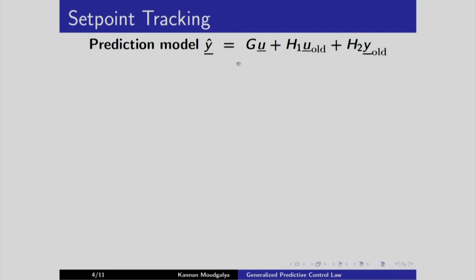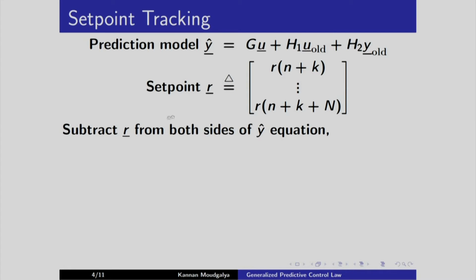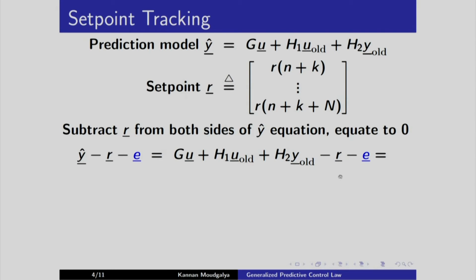Recall the prediction model that we arrived at in the last video. We will stack up the future set points and call them r underscore. Subtract r underscore from both sides of the first equation and equate them to 0 because we want set point tracking. I have subtracted r from the left hand side. I have included one e also. We will see the reason for this e shortly. We will do the same thing on the right hand side and I want this equal to 0.